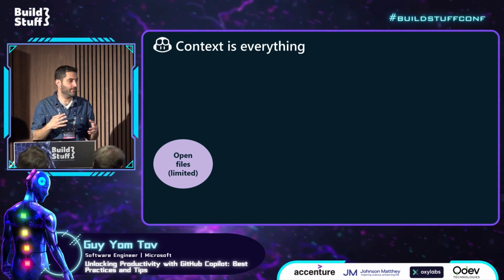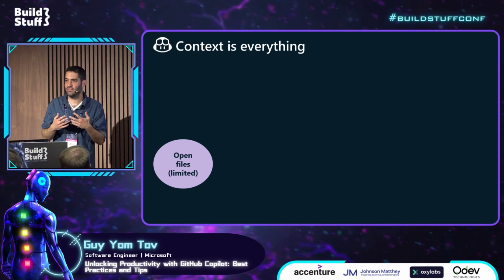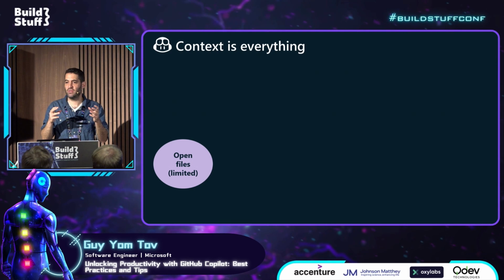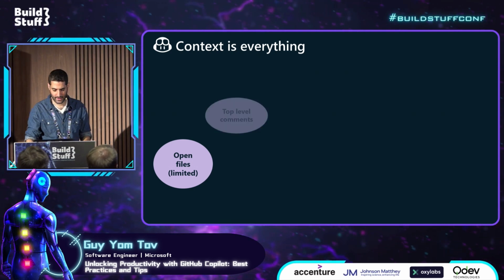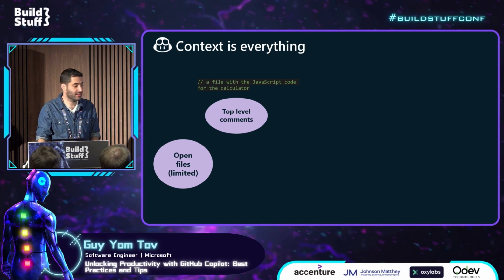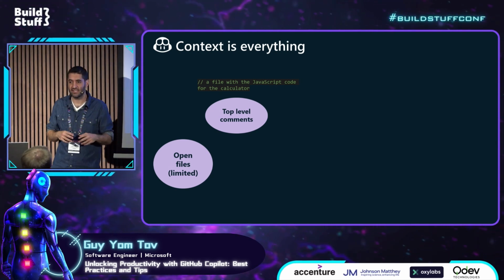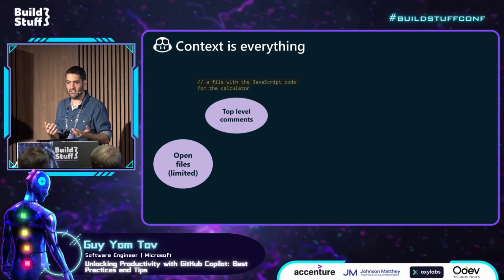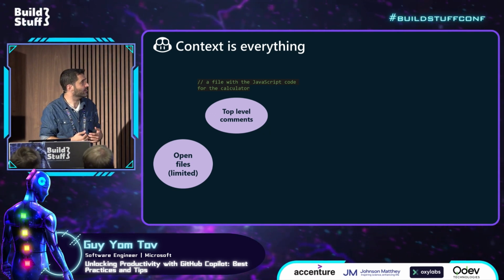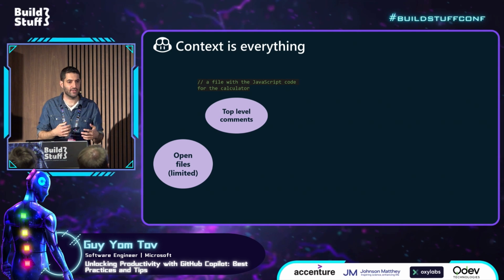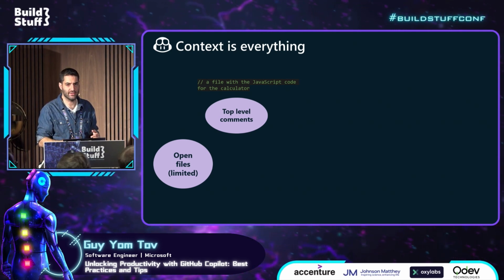So the suggestion in this scenario is, once you work on something, keep open only the tabs that are relevant to the task that you're working on. Top level comments. These are the comments at the beginning of the file that explain what the file is supposed to do. It really gives great context for Copilot to understand what's happening in the file and what other suggestions it could provide.